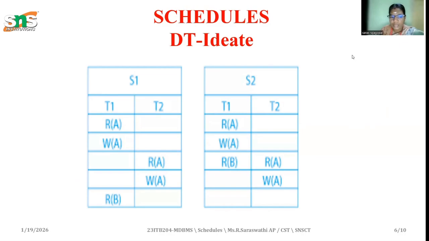Read of A and write of A are performed, and both operations are completed for the variable A. The variable A is accessed only after it is completed by T1. Then T2 accesses the variable with read of A and write of A. After that, read of B and write of B, and the operation is completed.